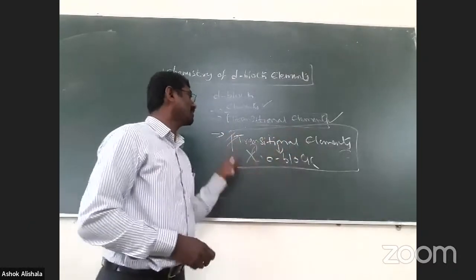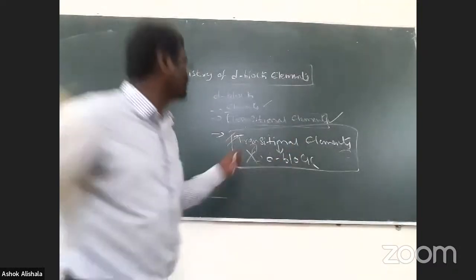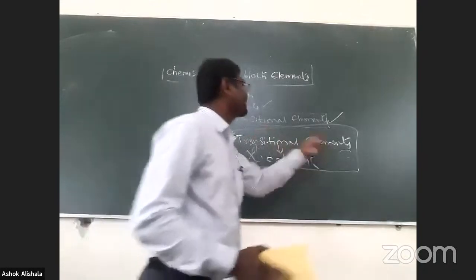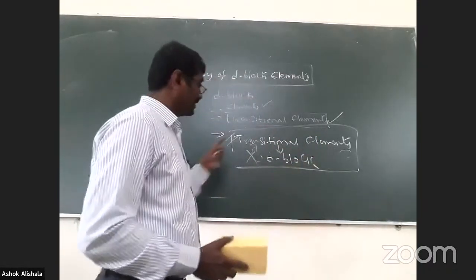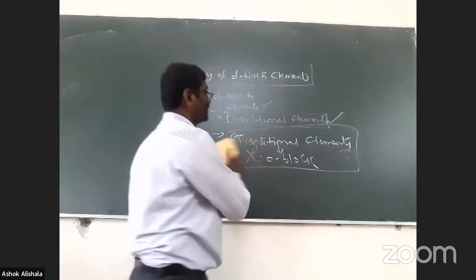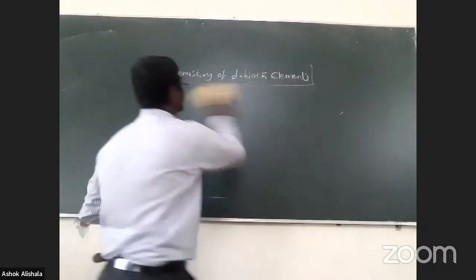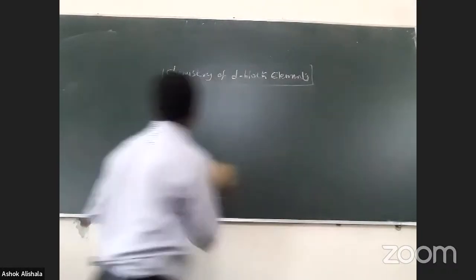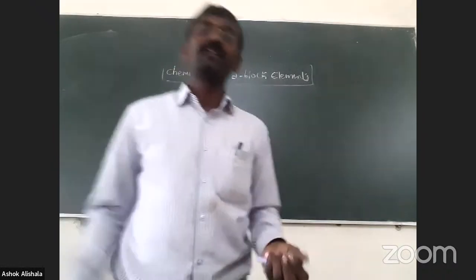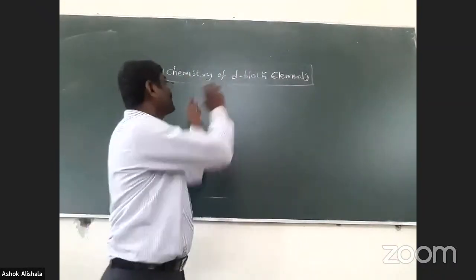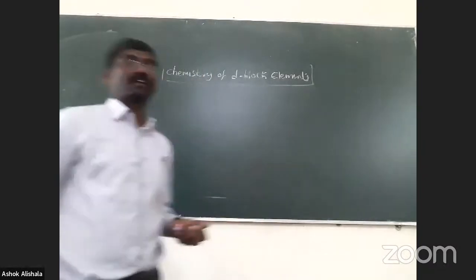Transition elements are D block elements. They give four statements: they will have incompletely filled D subshell, they will completely fill D subshell, they completely filled outer shell, they completely filled D and F shells. Like that, they may give different options. We should choose the appropriate option. So this is a general introduction about the transition elements and D block elements.